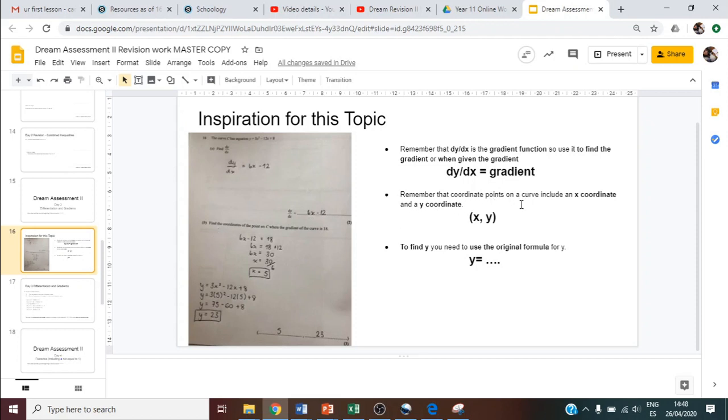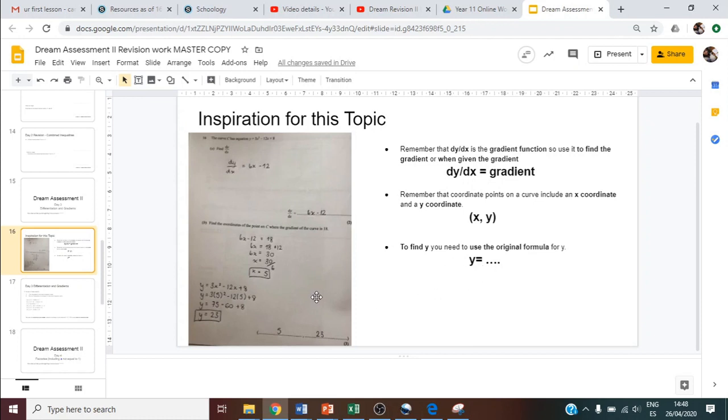Remember, the coordinate point on a curve is an x-coordinate and a y-coordinate. There are 2 values you need to find there, and make sure you get them in the right order as well. Alphabetical, x, then y. So once you find the x value, you're going to need to find y using the original formula. Don't bother putting this x value back into the dy dx formula, because that's just going to give you your gradient, which we already know would be 18. You can use that as a check if you like, but if you're trying to find y, you need to use the original formula, the one that says y equals.